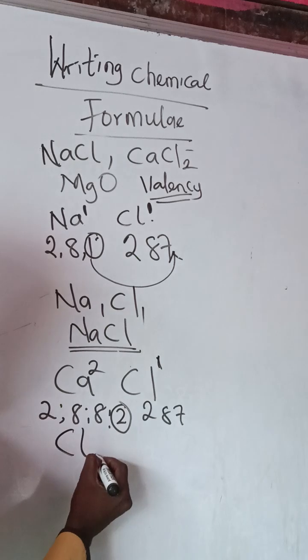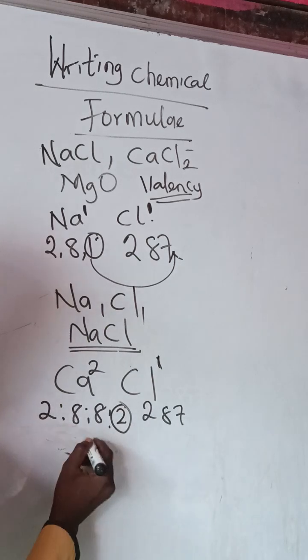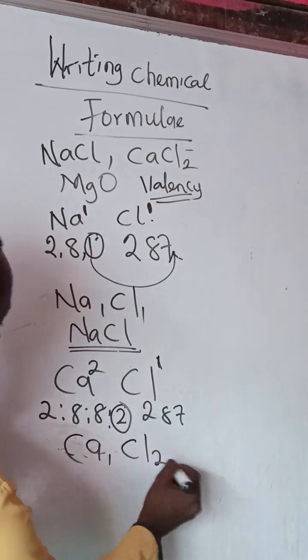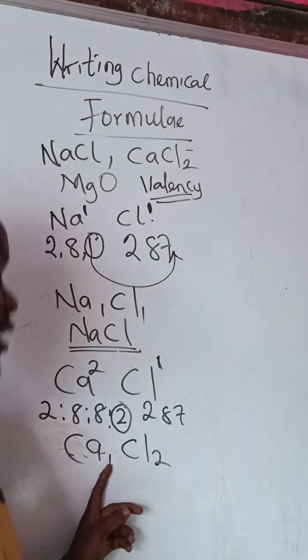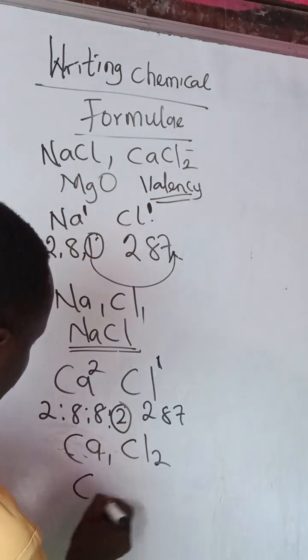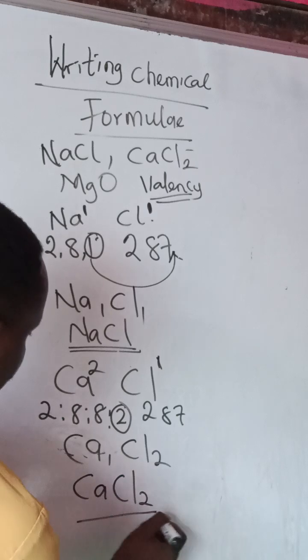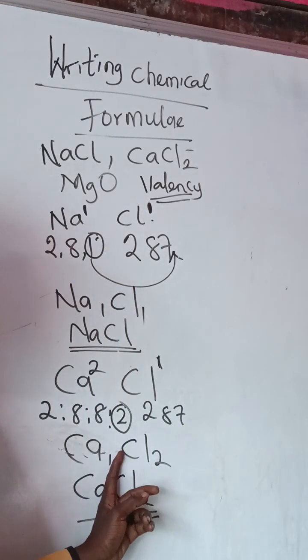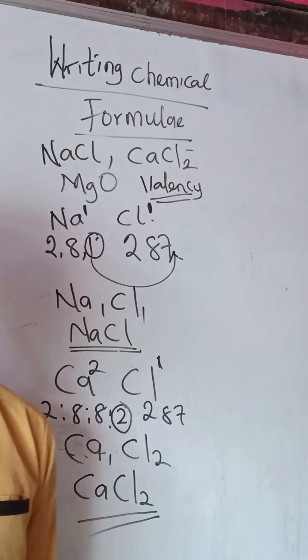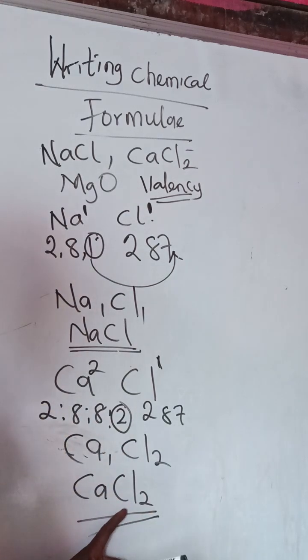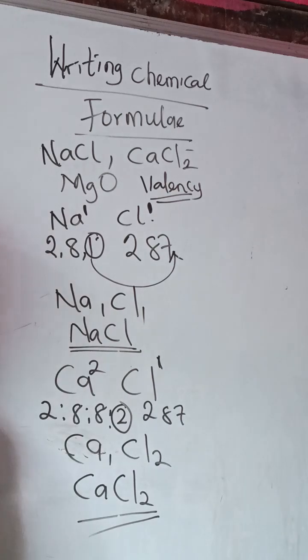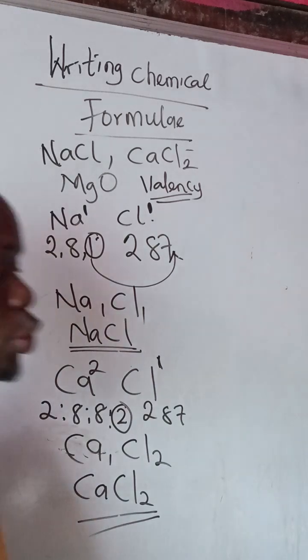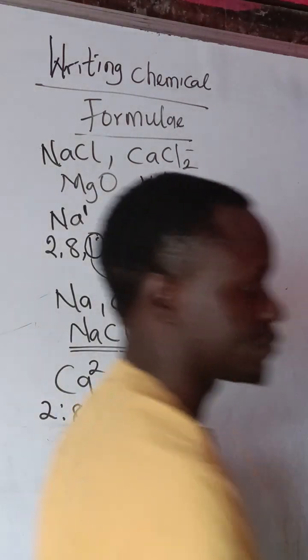We now have chlorine 1, we have calcium 1, chlorine 2. So this calcium 1 here becomes invisible. We now have calcium chloride, because this is just one atom of calcium and 2 atoms of chlorine. The base will mean atom. So we have 2 atoms of chlorine and 1 atom of calcium. Now let us look into the last one we have there.